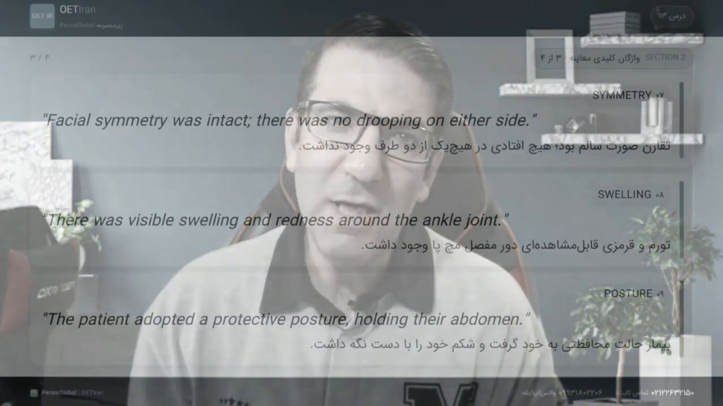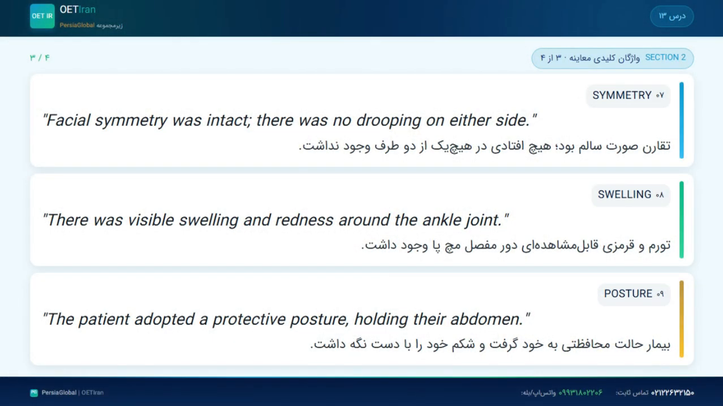Symmetry. Symmetry means balance in size, shape, and relative position of parts. In the OET context, it is used to check for swelling, facial weakness, etc. For example, facial symmetry was intact. There was no drooping on either side.